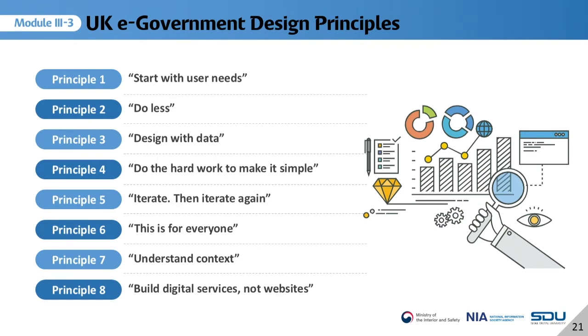The United Kingdom government also provided eight principles related to e-government design. So this is about how to design e-government. There are eight principles. First one, start with user needs. Second one, do less. This is about efficiency.